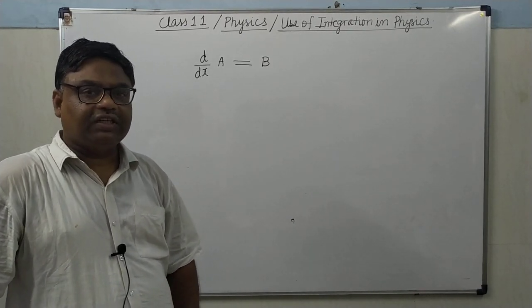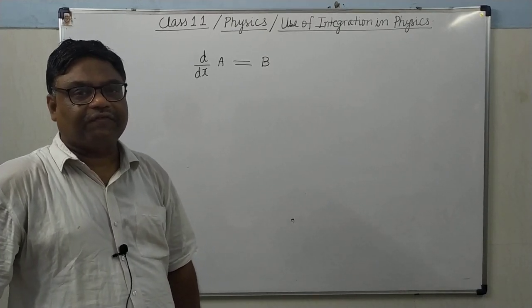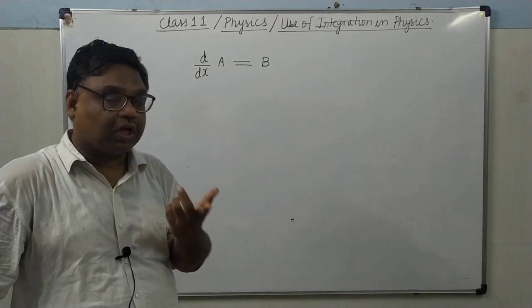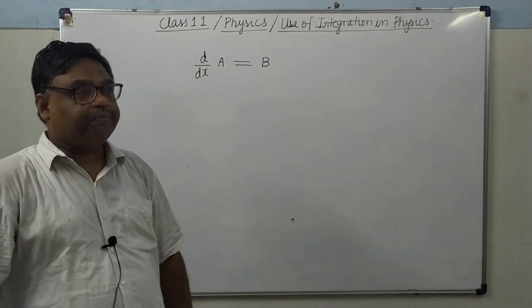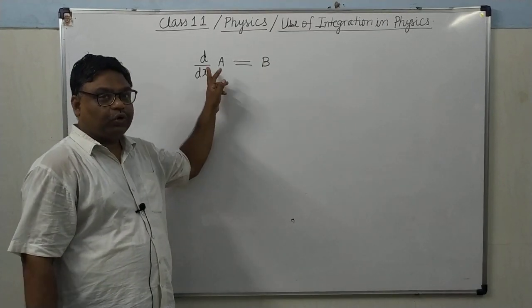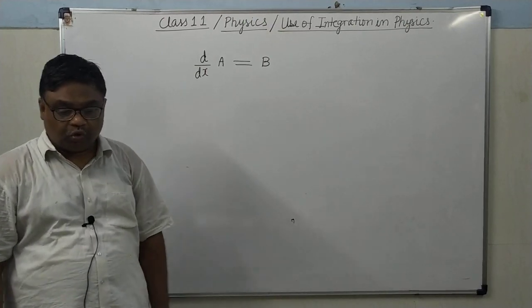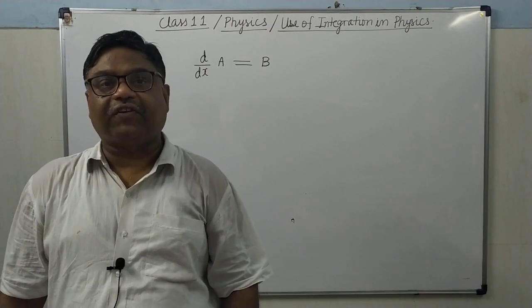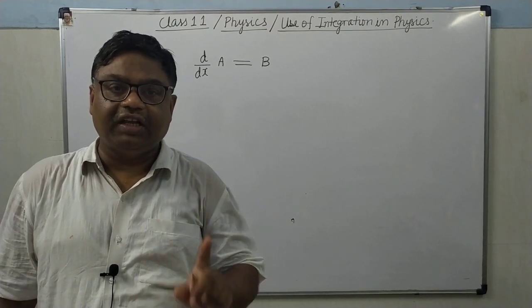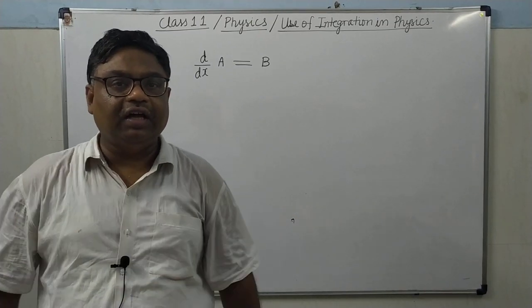So integration is the opposite of differentiation. Means integration and differentiation both are opposite to each other. It means if you integrate B with respect to x, then we will get A. As I have told you, integration and differentiation are opposite to each other. It means if we integrate B with respect to x, then we will get A.